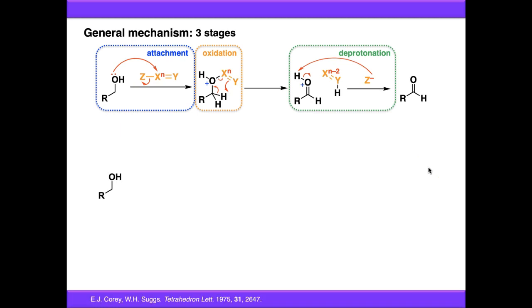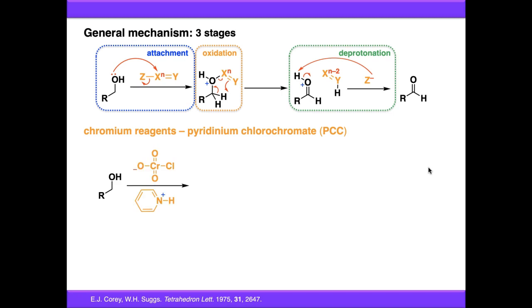So the first class of compounds we're going to look at are chromium reagents, and the specific reagent that I've chosen is PCC, or pyridinium chlorochromate, which looks like this. So if we start out with our mechanism, we're going to attack the chromium atom, and we're going to kick the electrons up onto oxygen.